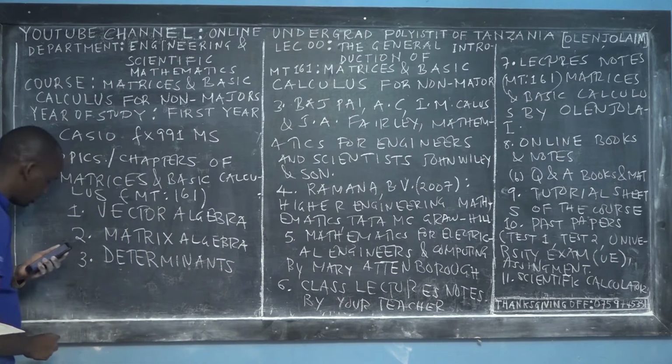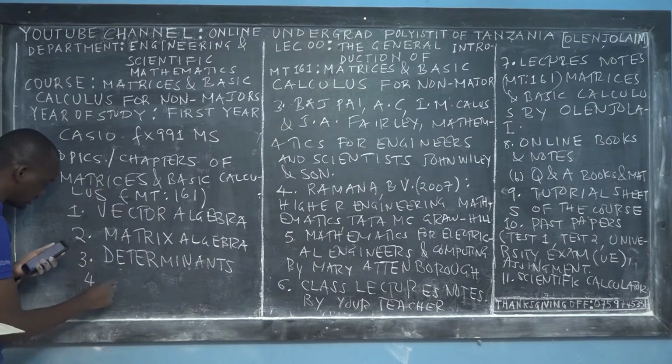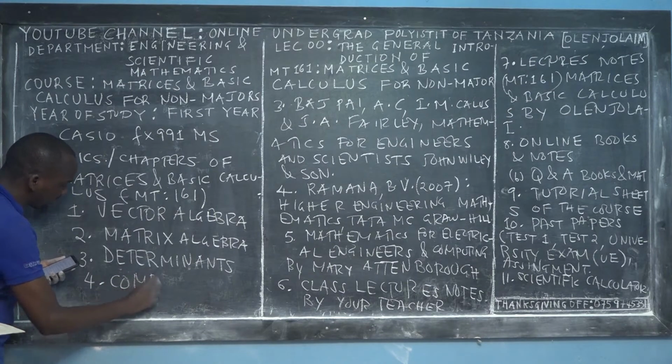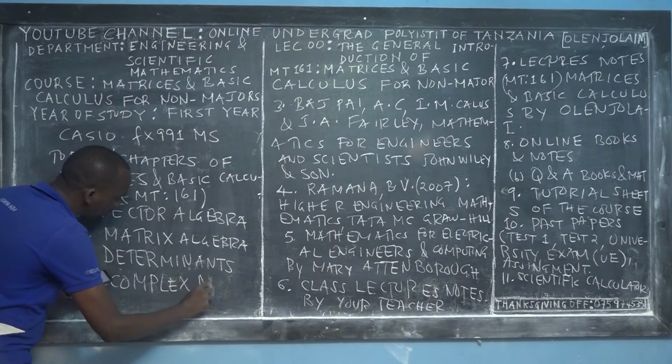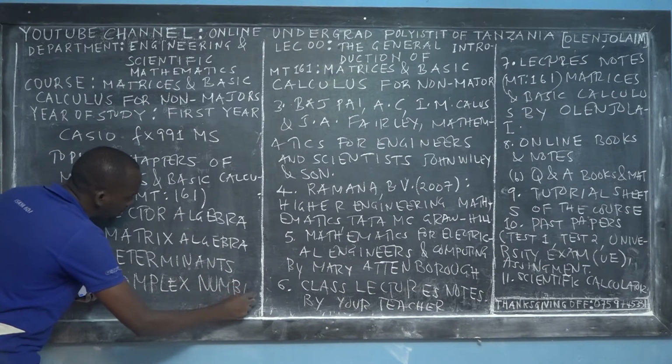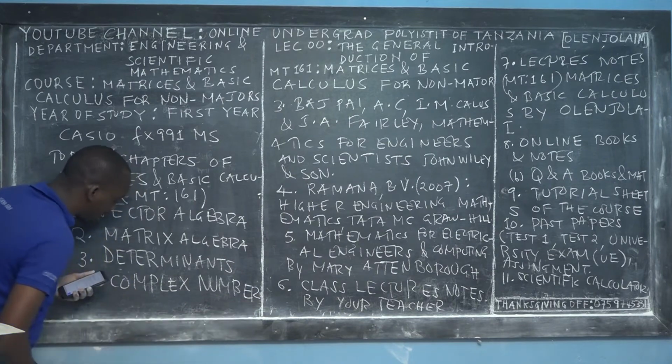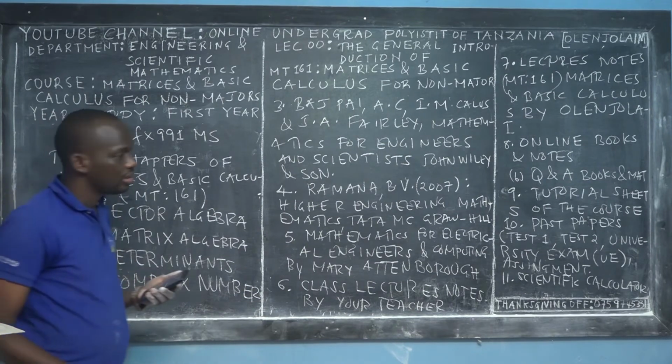The third topic is called determinants. You know the fundamentals and advanced determinants are part of matrices, but we will take you to the next level. We just repeat the fundamentals, but we take you to the next level, which is equivalent to undergraduate level.